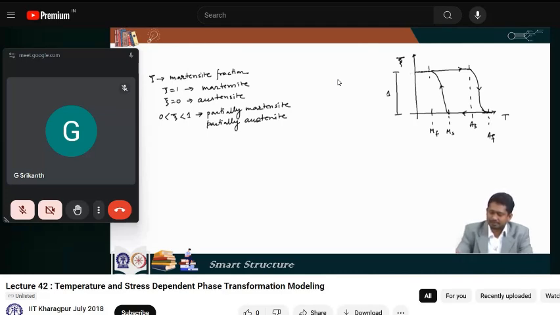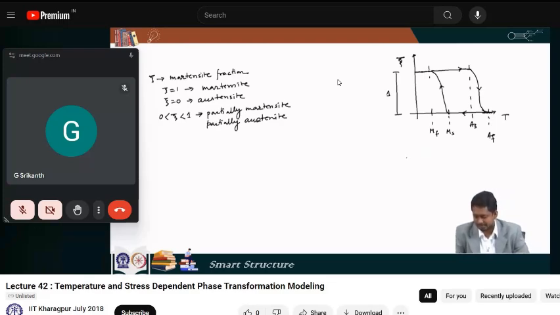Now if we start increasing the temperature, it will not follow this path, it will follow this path, which is shown by the arrow pointing towards the right side. Till AS, which we called austenite start temperature, xi will be maintaining a value of 1, and after AS the value will reduce and it will become 0 when it reaches AF.